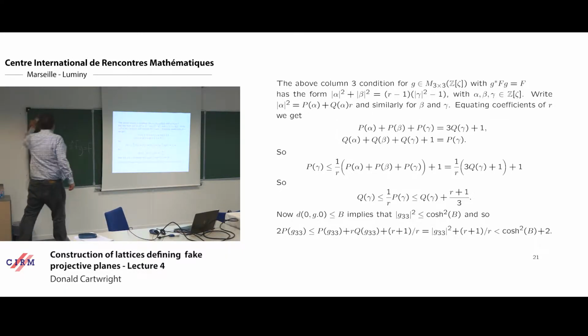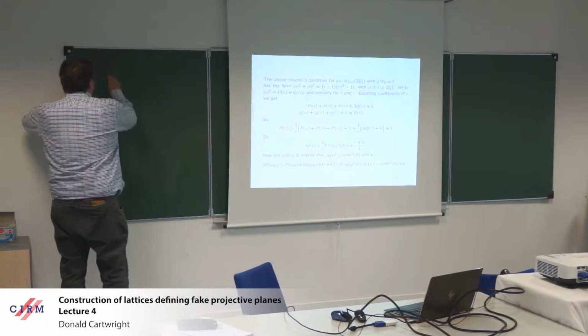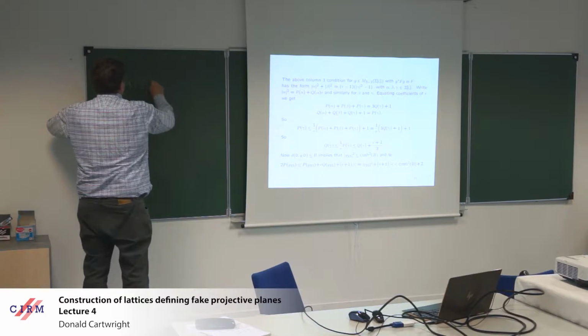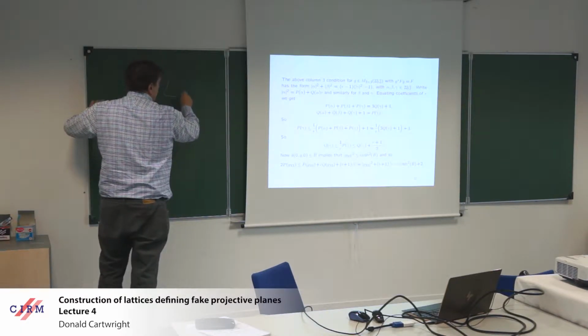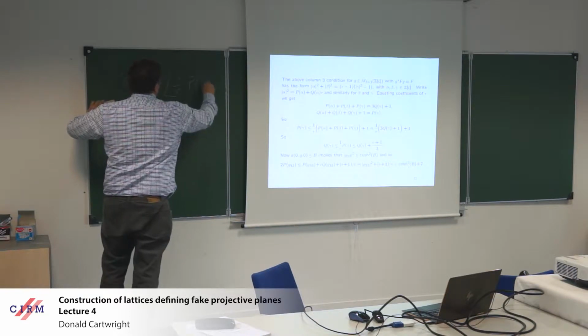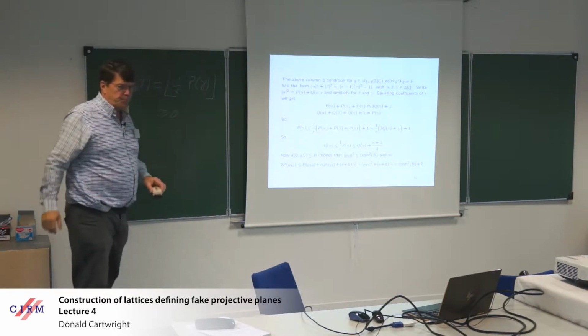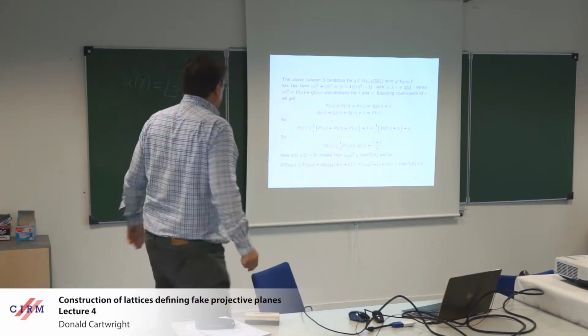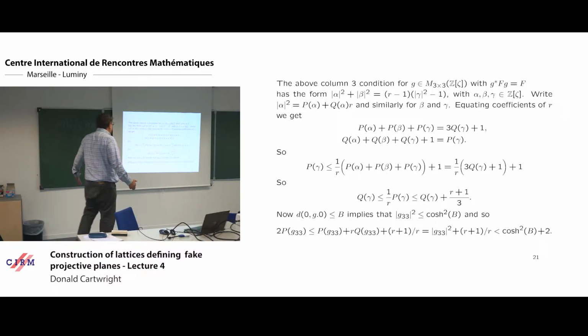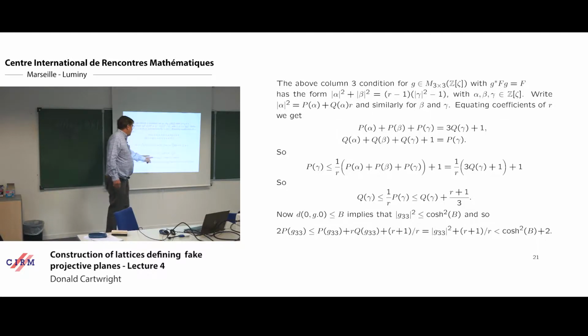The consequence of that, by the way, is that this q of gamma is the integer part of something, and so it's non-negative. That follows from this. Okay, so how do we use that? We're looking for elements which don't move the origin very far. So suppose we're looking for g's for which this distance is bounded by a bound b. So that means when you take cosh squared of both sides, you get that the absolute value squared of g3 is at most cosh squared of b.